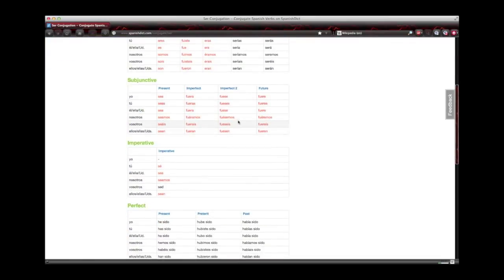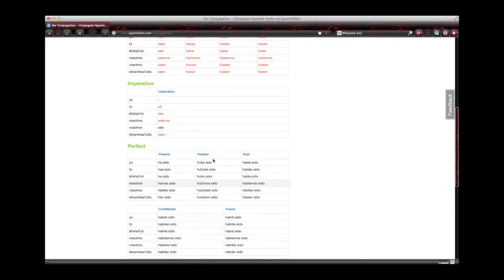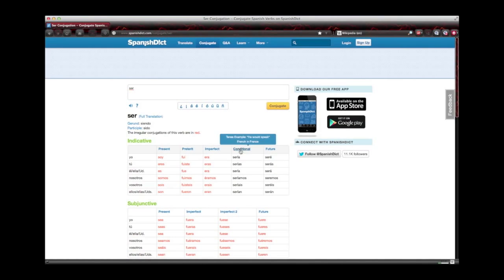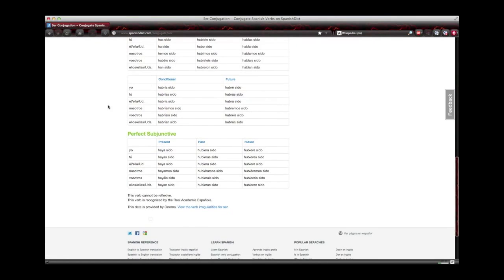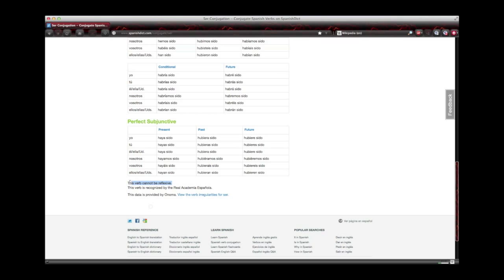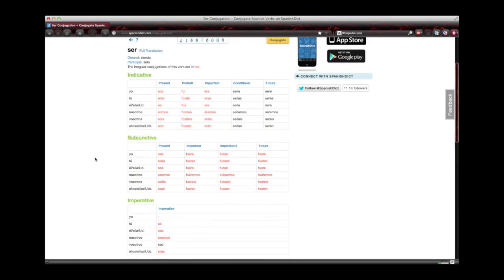See all that red there? Ser is a very irregular verb. The conjugations that are in black, like over here under the conditional future, those are normal, regular conjugations, and the ones in red are irregular. Additionally, if you scroll down to the bottom, it will tell you whether or not the verb can be reflexive. Ser cannot be reflexive.